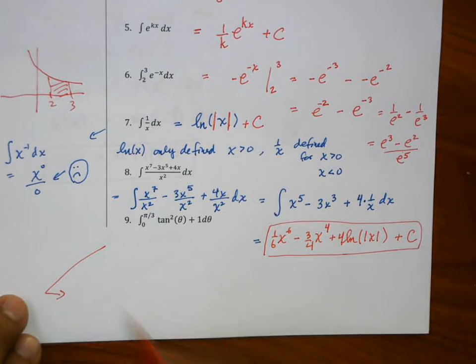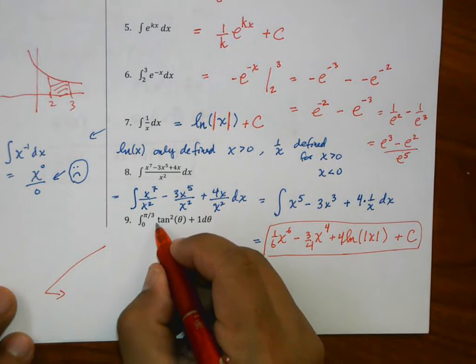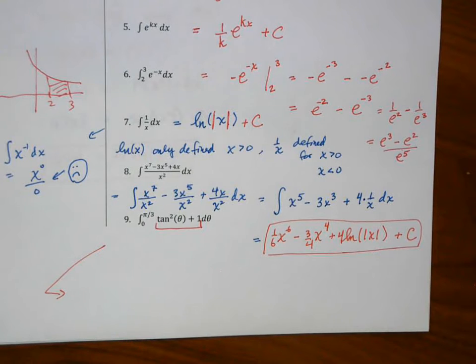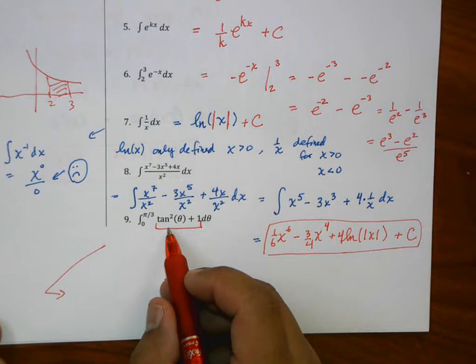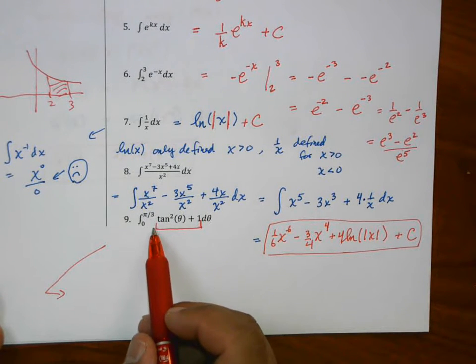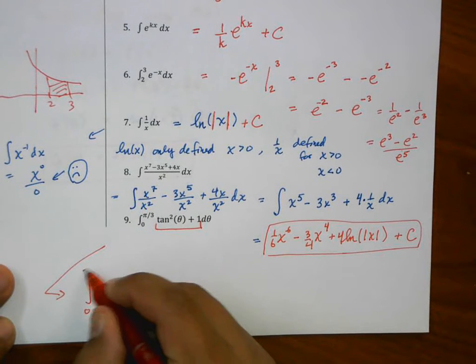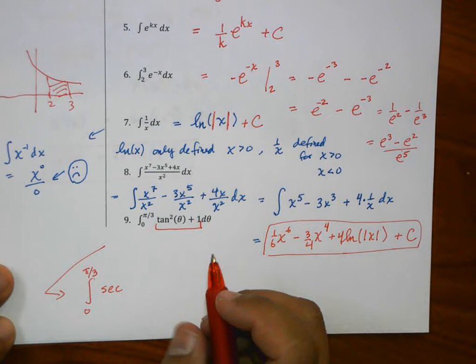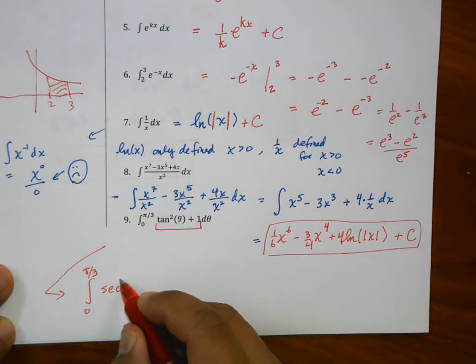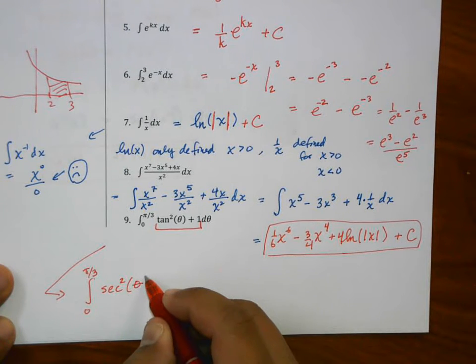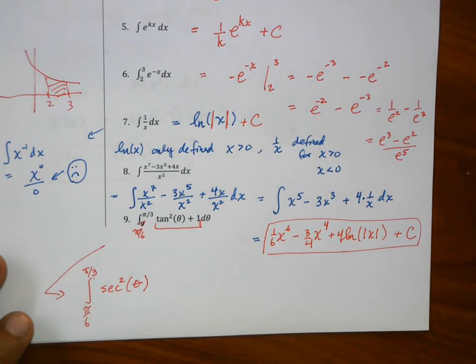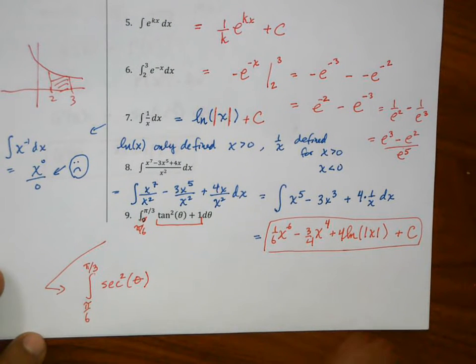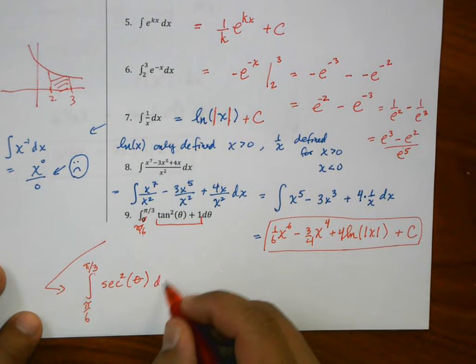Okay. Let's do number 9 over here. Now you have the antiderivative of tangent squared plus 1. Okay. The antiderivative of tangent squared is pretty difficult to find, but you want to exploit the fact that tangent squared plus 1 is in fact equal to secant squared. Realize there's a typo in my notes here. It should be pi over 6 to pi over 3, not 0 to pi over 3, d theta.